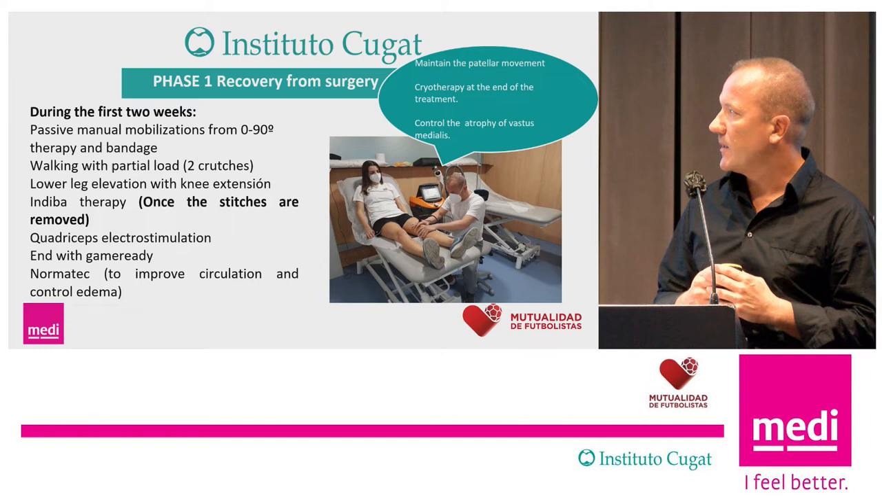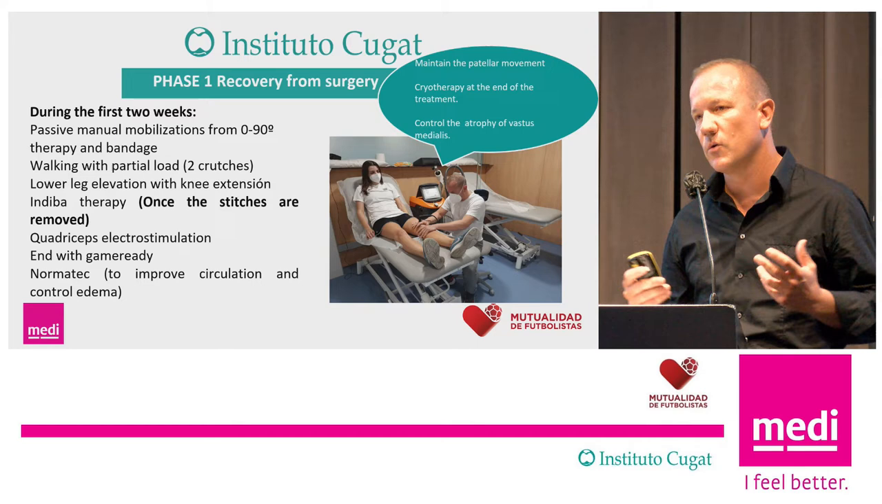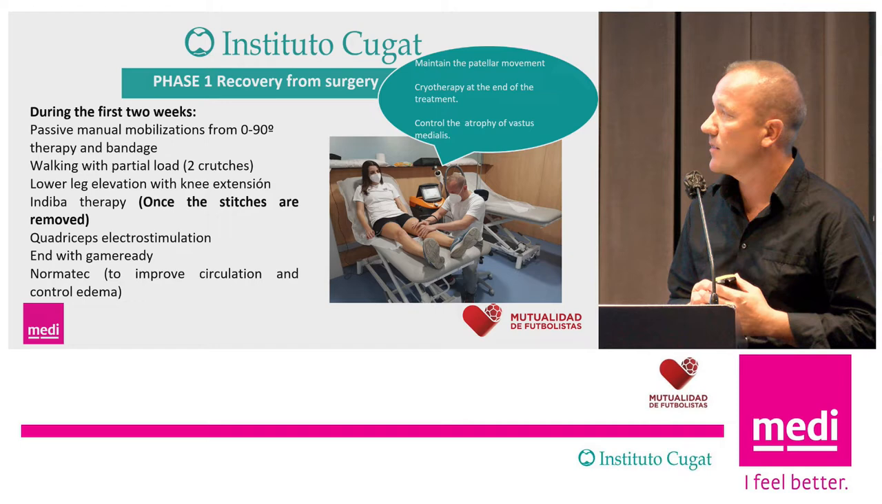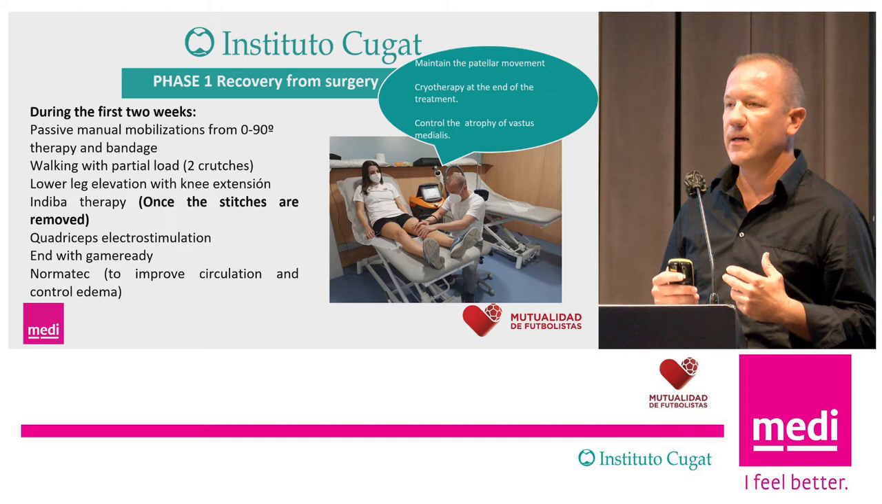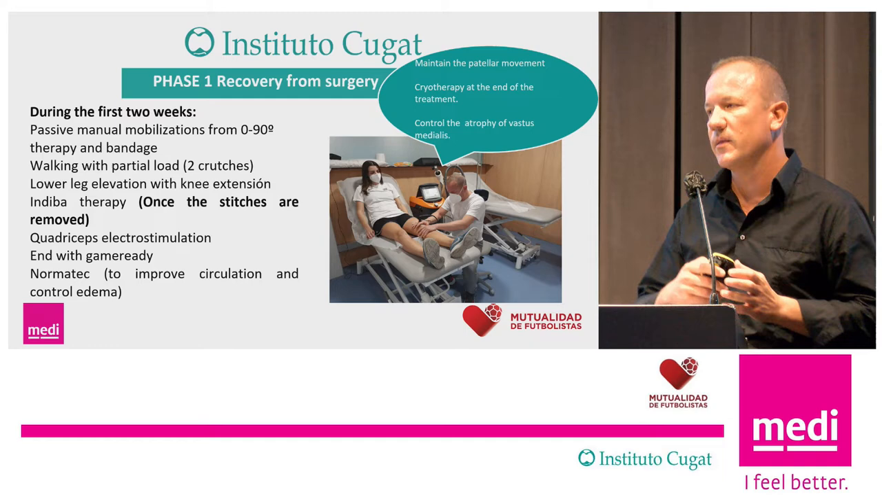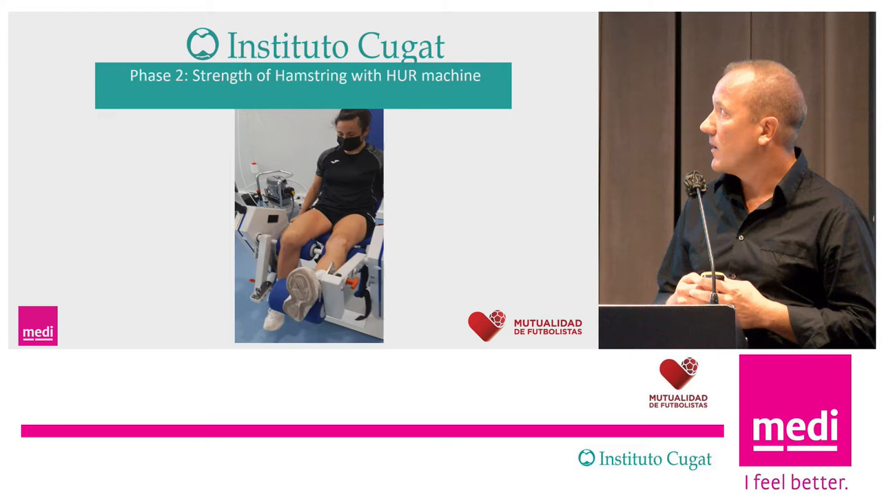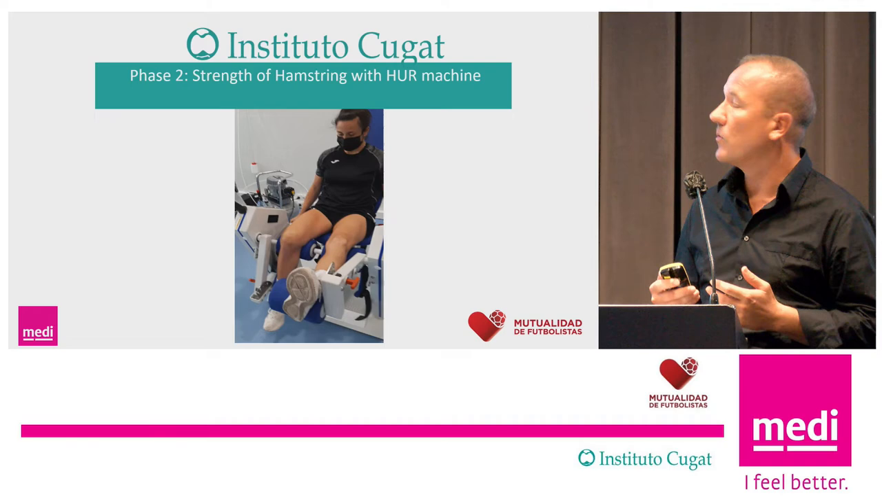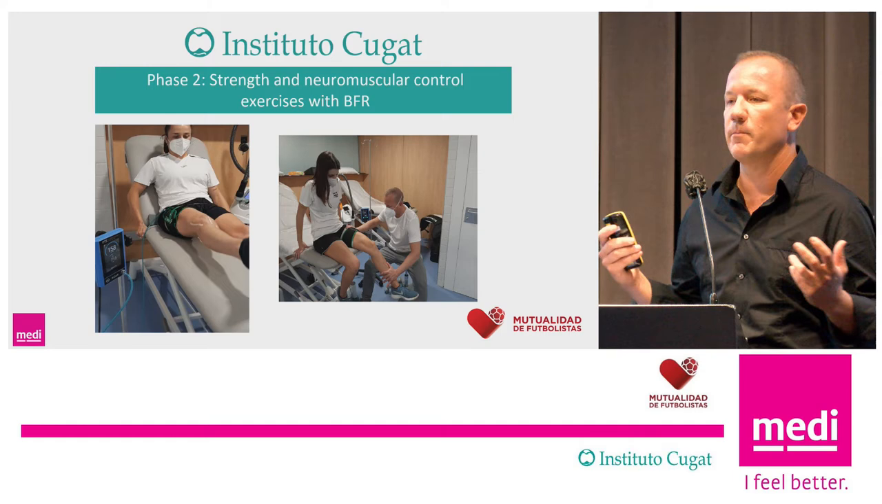If the football player needs it, we can also work with electrostimulation in the quadriceps, and usually we finish with Normatec to improve circulation and control the edema, and then with Game Ready to reduce the swelling. If everything goes well, we can improve the work with lesional strength, complementary strength, and neuromuscular control. You can see, for example, in this video, this football player working on hamstring strength with a machine, but always with a little resistance. And we can also work with blood flow restriction to improve hypertrophy in the quadriceps.